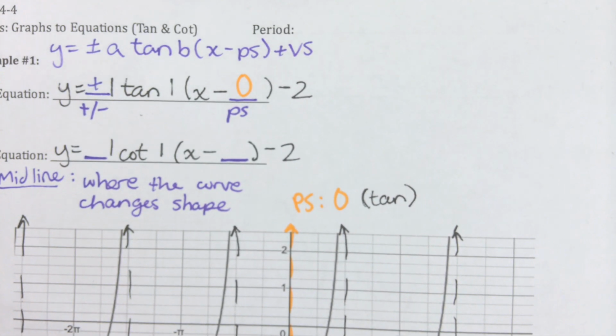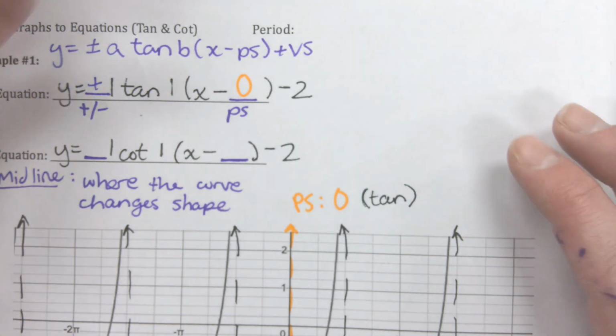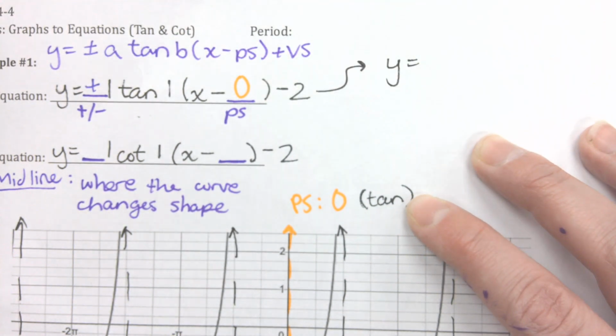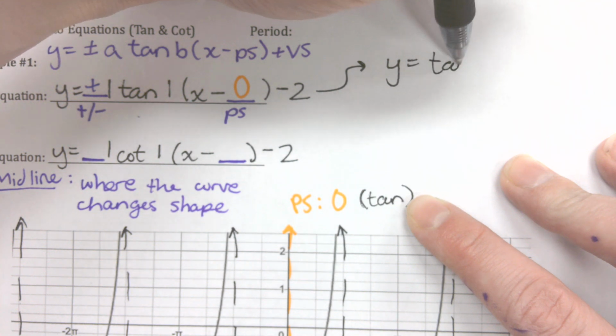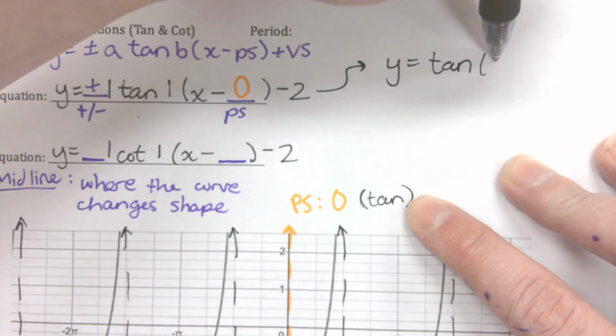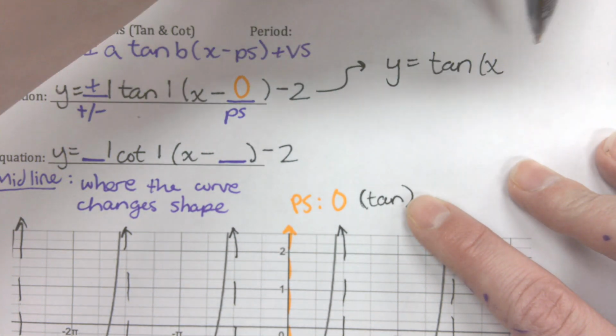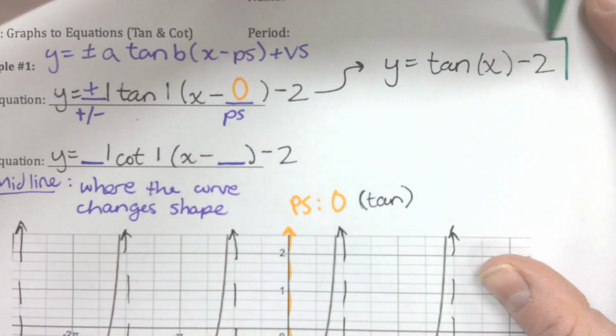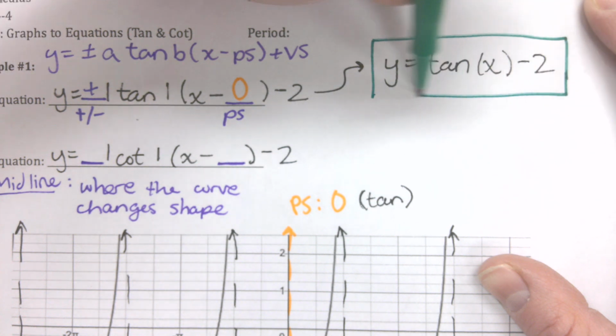Let's clean that equation up just a little bit. Y equals, I can drop the positive 1. Tangent, I can drop the 1 for B. X, I can drop the 0. Minus 2. It's actually quite a simple equation. There's not much done to it. This is our first equation.